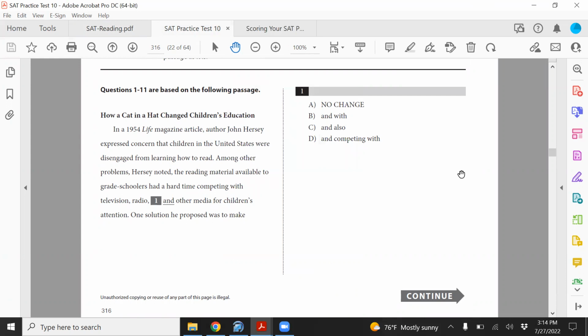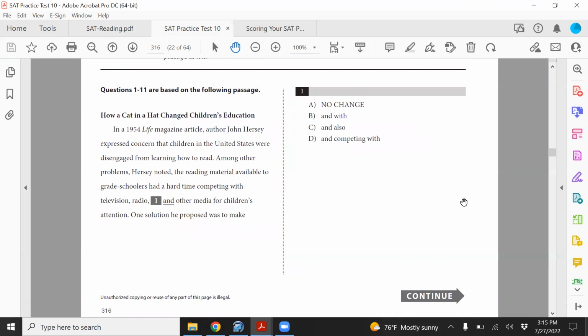So in a 1954 Life magazine article, author John Hersey expressed concern that children in the United States were disengaged from learning how to read. Among other problems, Hersey noted, the reading material available to grade schoolers had a hard time competing with television, radio, and other media for children's attention.